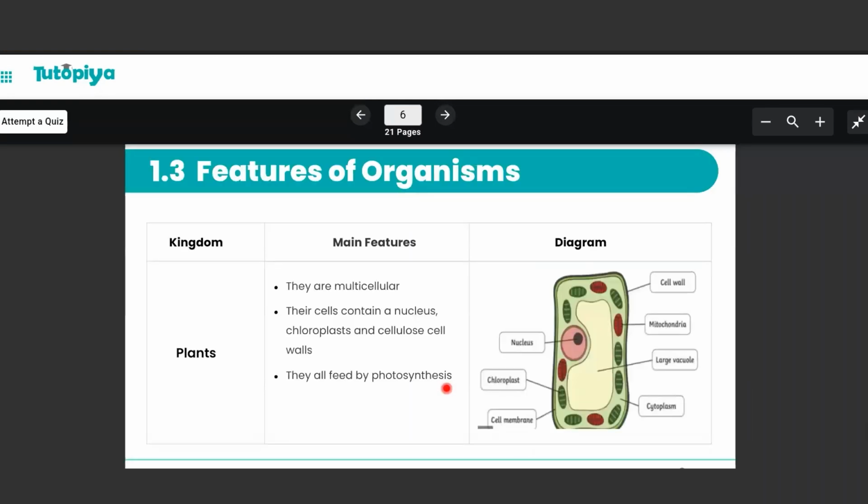So when we talk about the plant kingdom, let's look at the main features. They are multicellular. Once again, all plants are multicellular. The cells contain a nucleus, chloroplasts, and cellulose cell walls.